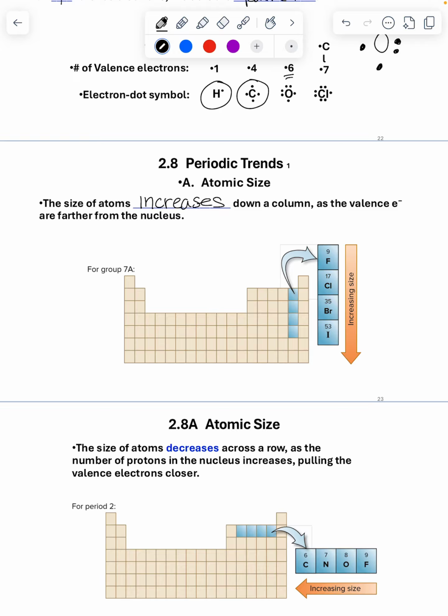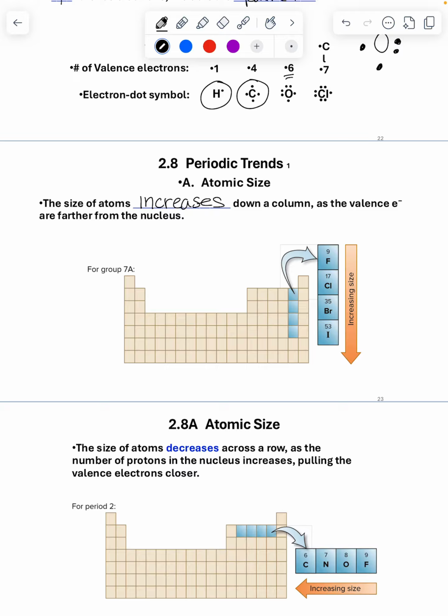Here's an example. They've taken a little excerpt out of the periodic table. This is your halogens, fluorine, chlorine, bromine, and iodine. The arrow is showing the size of the atom is getting larger as I move down the group. Fluorine has 2 energy levels, where iodine has 5 energy levels. So you can see that the size of the atom gets larger and larger.